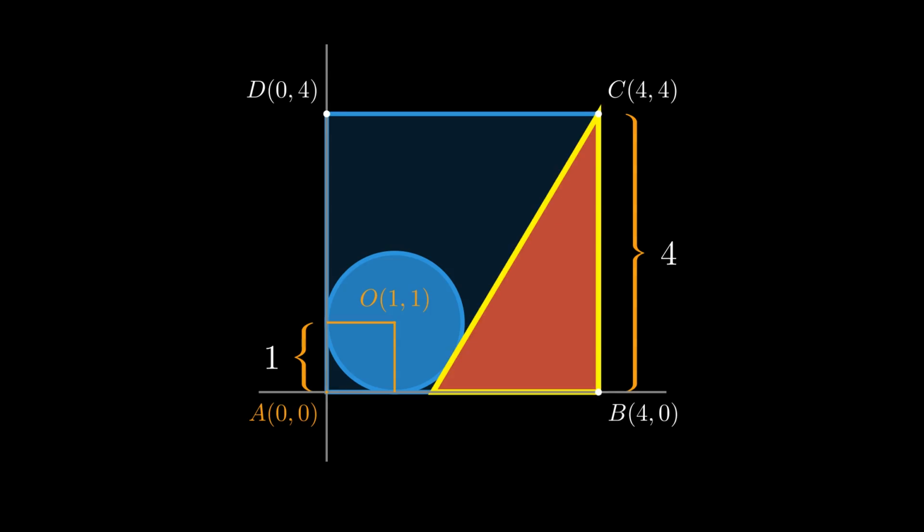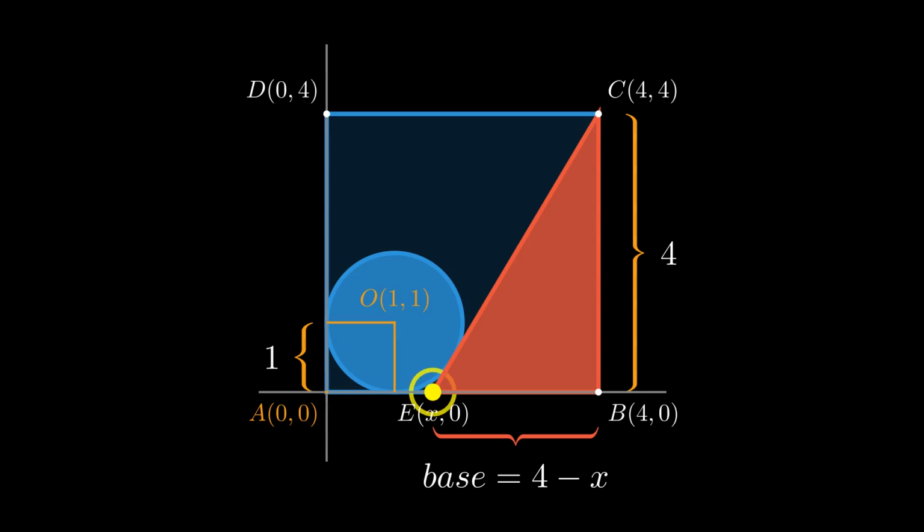Now, let's analyze the triangle. It's a right-angled triangle, and its height is equal to the side of the square, which is 4. To find the area, we need its base. Let's call the unknown vertex E, with coordinate (x, 0). The base is then 4 minus x.